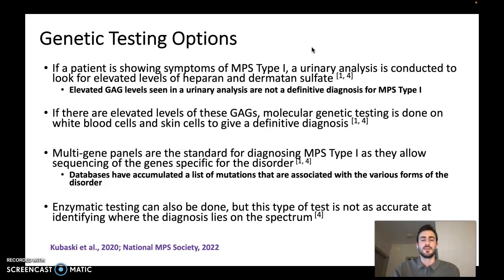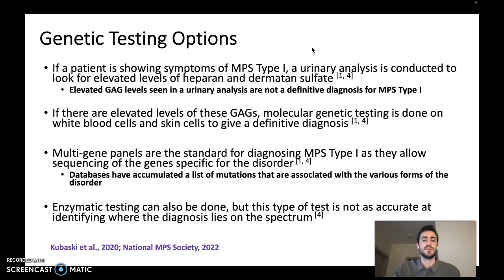If there are elevated glycosaminoglycan levels, they move to molecular genetic testing, and it's done on the white blood cells and skin cells to give a definitive diagnosis. The reason they do white blood cells or skin cells is because it's a very non-invasive form of testing individuals' DNA. And the reason you can't do red blood cells is because red blood cells are anucleate, and so they have no DNA and don't make any RNA.